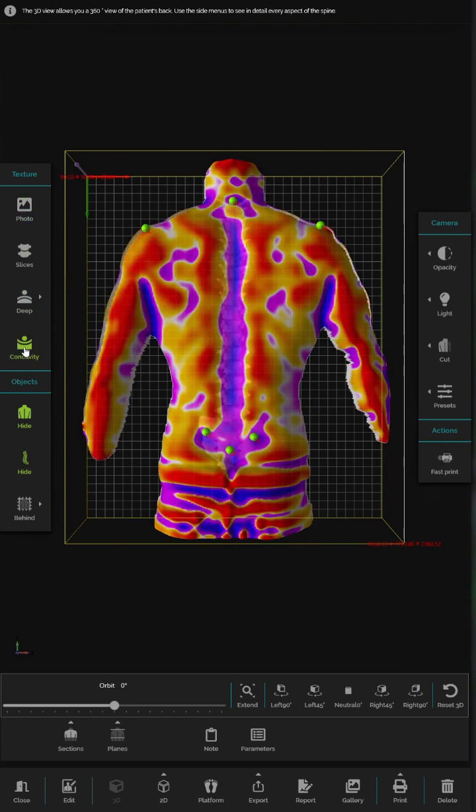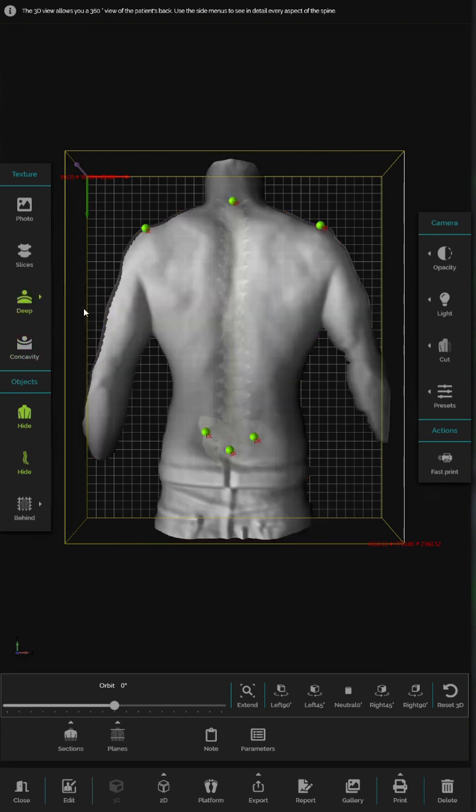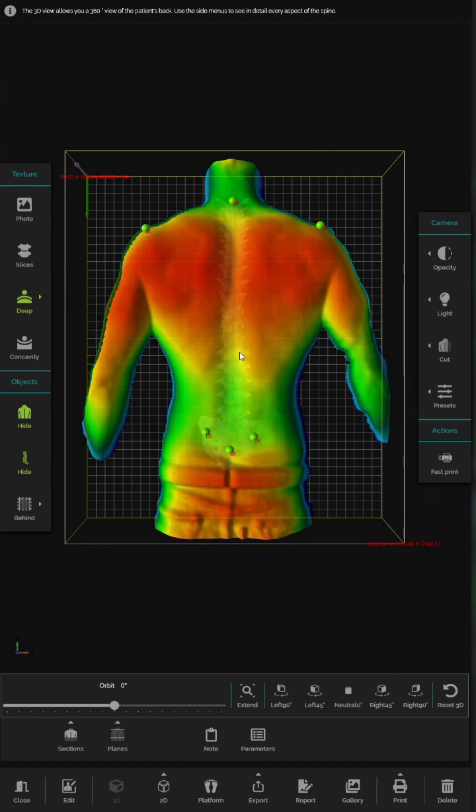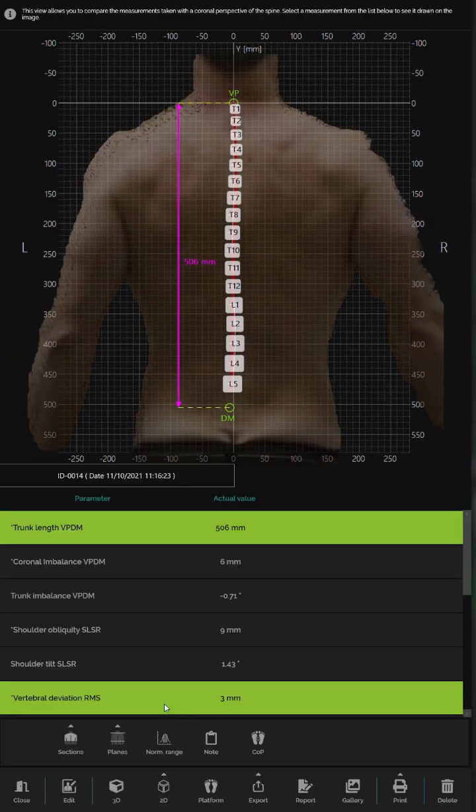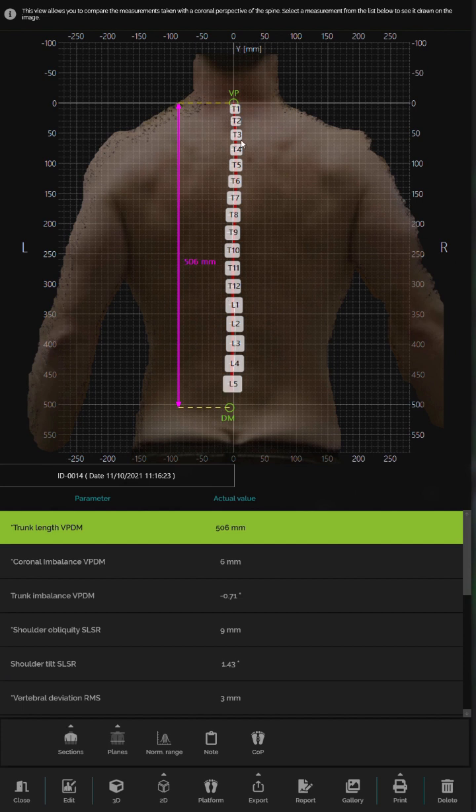Firstly, we can view the skin image and the concavity, the two automatically preset sections to a Spine 3D scan. We can view in deep grey or deep color. Deep color is quite good at showing rotations, muscle imbalances, pelvic obliquity, etc. You can hide and reveal different components, and the same applies on this image.